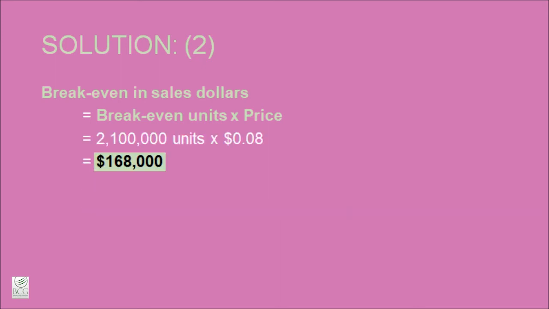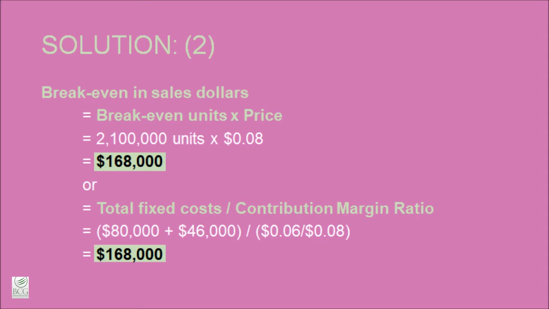2,100,000 in units times 0.08 selling price will have a break-even in sales dollars of $168,000. Using the second formula, total fixed cost, $126,000 divided by contribution margin ratio will also generate the same answer, $168,000.